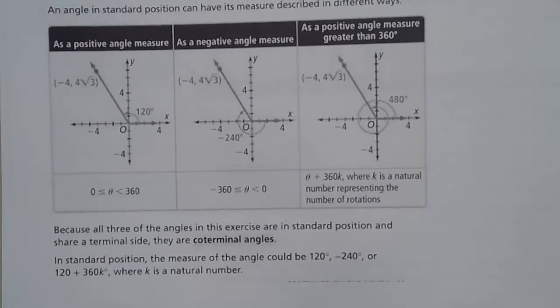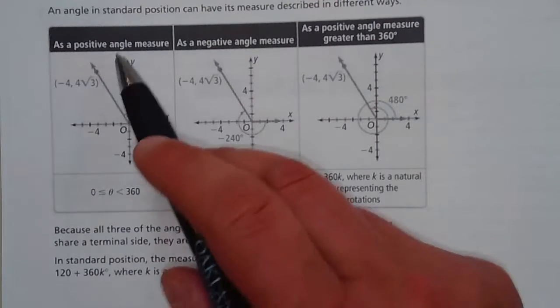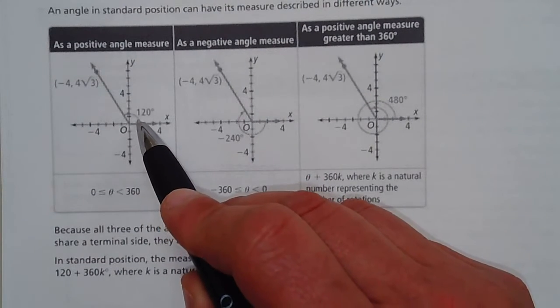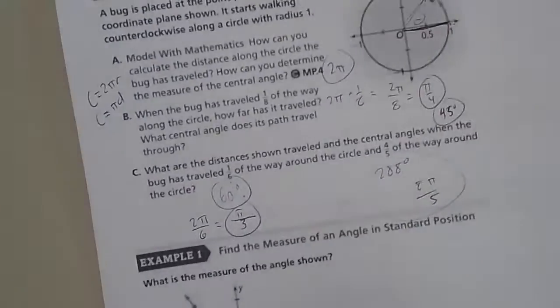There are a bunch of different ways you can name your angles. So right here, this is a positive angle. You call this 120 degrees. So I guess we can go back and show about how we knew it was 120.